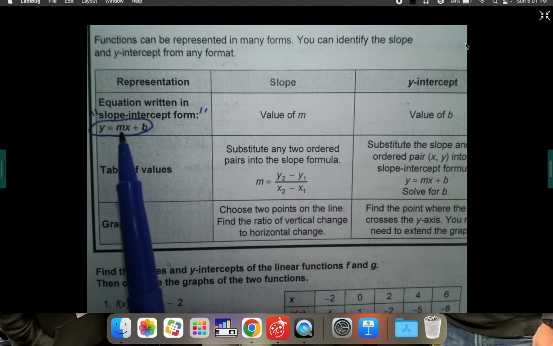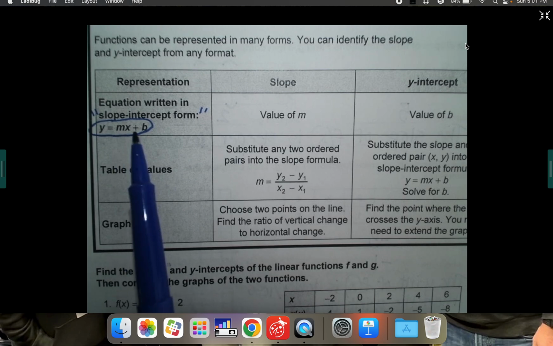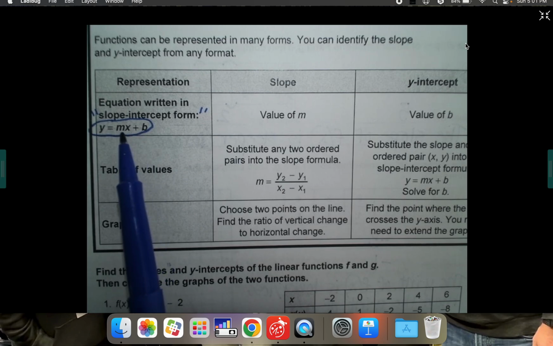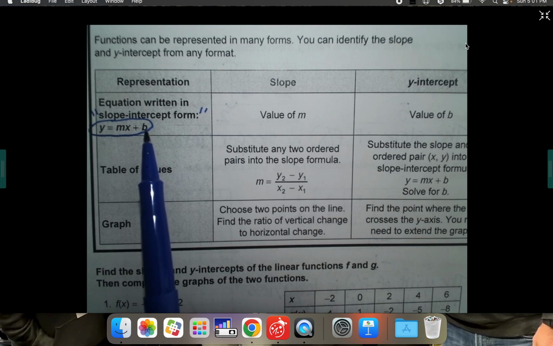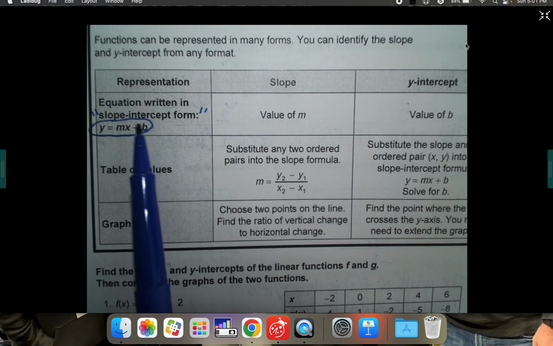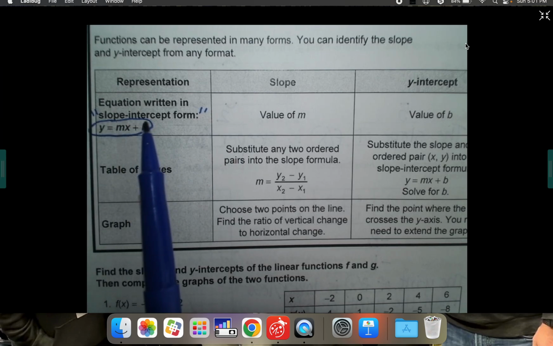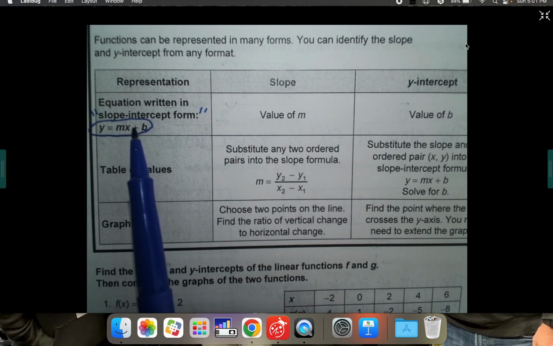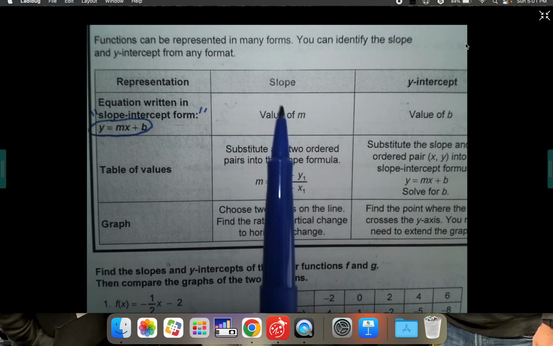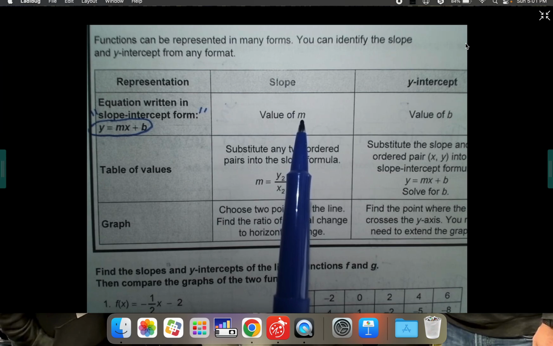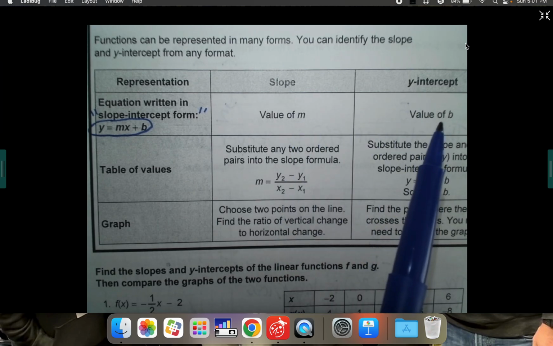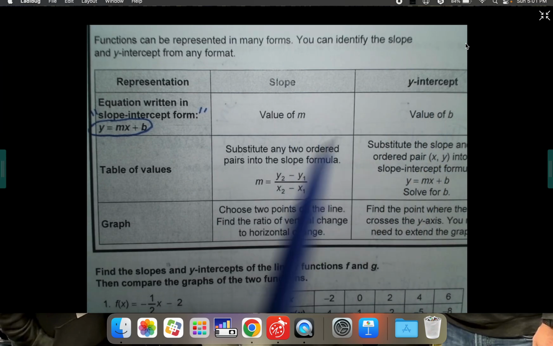So m is always going to be a number that represents the slope, or the rate of change. B is always going to be a number that represents where they started from. So sometimes it's a negative number, but the standard form of slope-intercept form is putting it with a plus because you can always have it be a negative amount. So again, slope is the value of whatever m is. B is the value of whatever the y-intercept is.